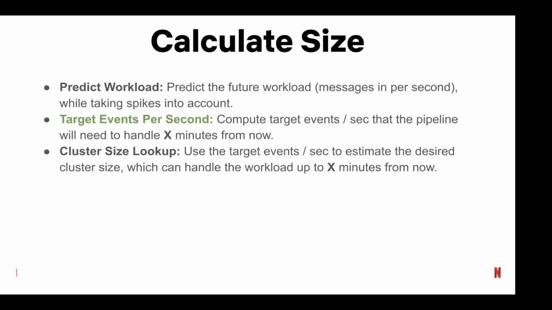So now we have a way to predict the future incoming event rate in the source topic for a router, now through the use of a regression function. Now we need to use that regression function to compute the target throughput rate for the router.